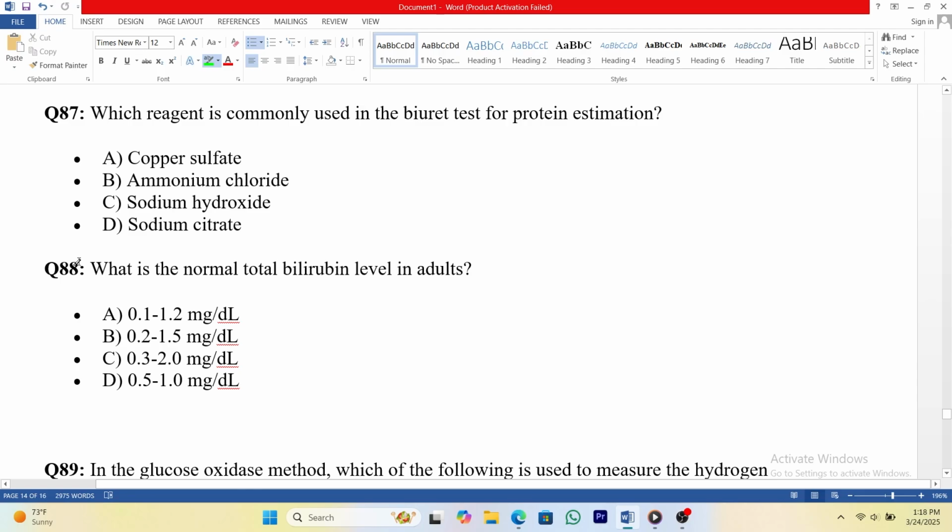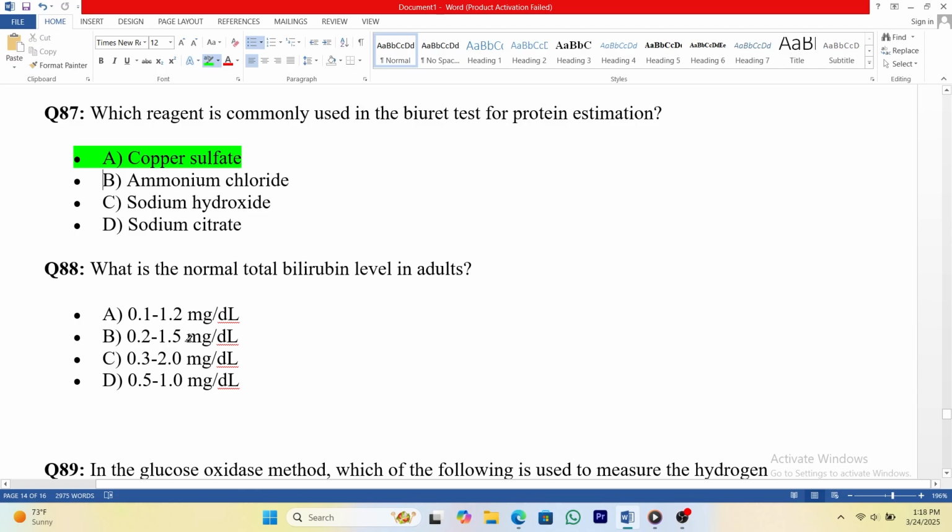Answer: A. 87. Which reagent is commonly used in the Biuret test for protein estimation? A. Copper sulfate. B. Ammonium chloride. C. Sodium hydroxide. D. Sodium citrate. Answer: A. 88. What is the normal total bilirubin level in adults? A. 0.1 to 1.2 mg/dl. B. 0.2 to 1.5 mg/dl. C. 0.3 to 2.0 mg/dl. D. 0.5 to 1.0 mg/dl.